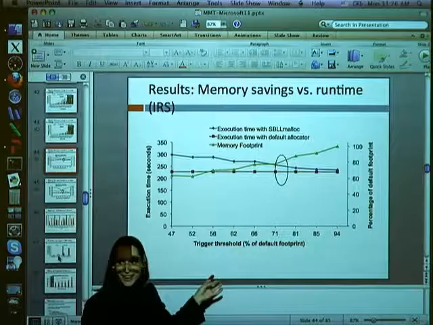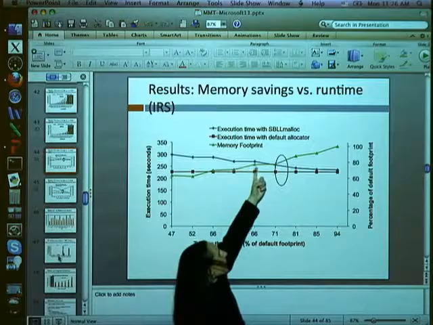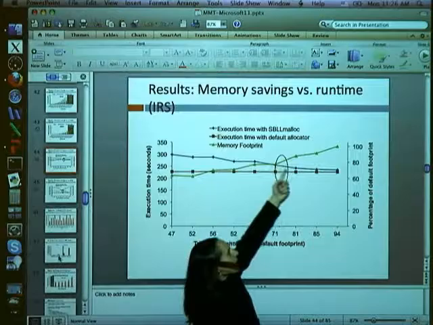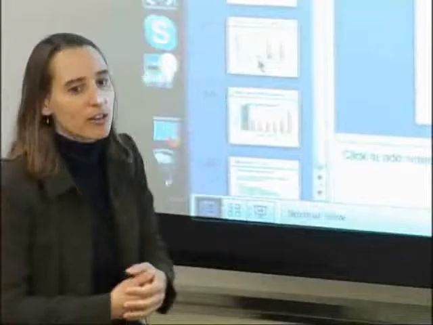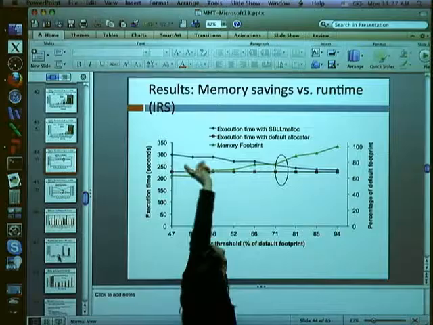Okay. So what we see is that on the left, when the trigger threshold is very early, the execution time with the default allocator is always the same. But the memory footprint keeps going up because our threshold keeps going up, and the execution time keeps going down because we attempt to merge less often. But as long as we're keeping our memory below what the machine has, it's not useful to be over here. But maybe we would say, well, here looks like a good spot because we have good savings, and our execution time has come down a lot. So you would pick some spot where you would say, oh, this is a good sweet spot.